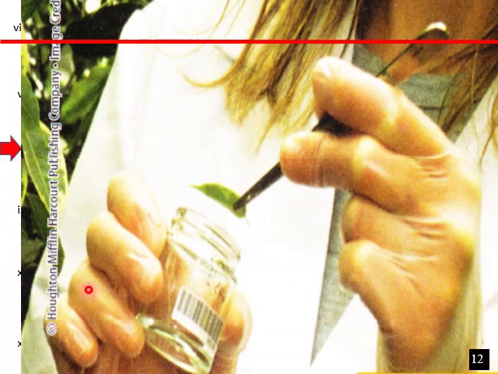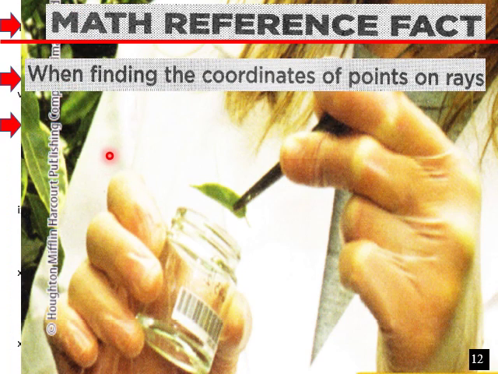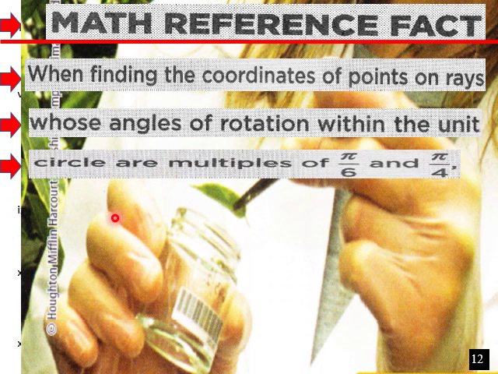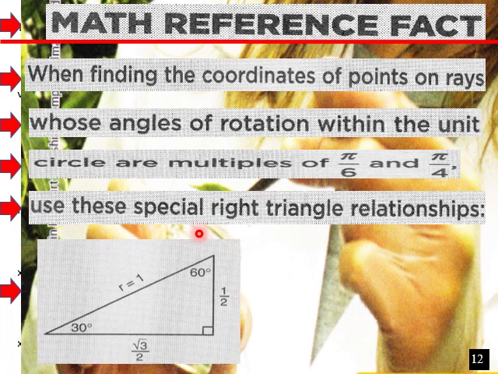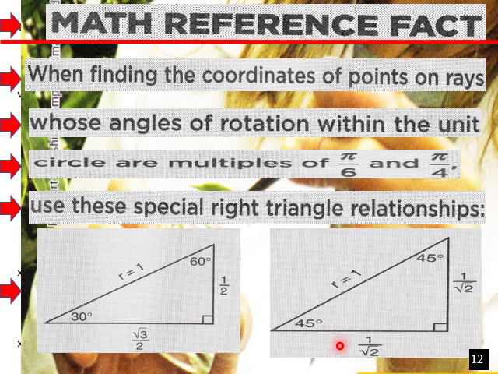Simple, actually. Math reference fact: when finding the coordinates of points on rays whose angles of rotation within the unit circle are multiples of pi over 6 and pi over 4, use these special right triangle relationships. So we have 30, 60, 90 here. And then this is a 45, 45, 90 here. And this is a pi over 4 triangle. And then this here is a pi over 6 triangle.